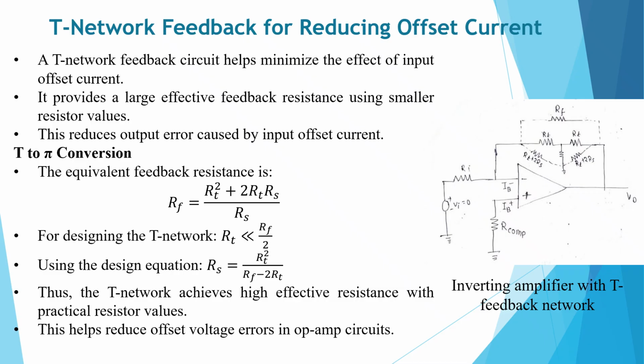Using T to pi conversion, the equivalent feedback resistance is given by RF equal to RT square plus 2 RT RS by RS. While designing the T network, the resistor RT should be chosen much smaller than half of the feedback resistance. RT should be very much lesser than RF by 2. After selecting RT, the resistor RS can be calculated using RS equal to RT square by RF minus 2RT. Therefore, the T network is an effective technique to obtain high feedback resistance while keeping the actual resistor values practical and minimizing offset current errors in the op-amp circuits.